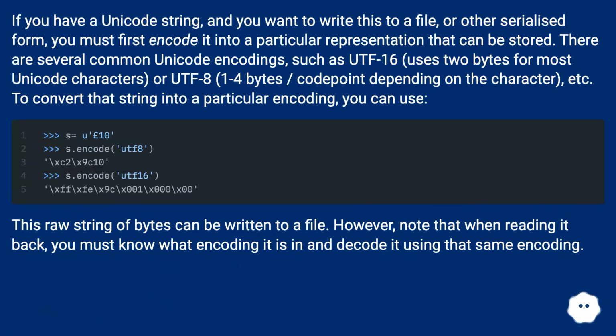If you have a Unicode string, and you want to write this to a file, or other serialized form, you must first encode it into a particular representation that can be stored. There are several common Unicode encodings, such as UTF-16, which uses 2 bytes for most Unicode characters, or UTF-8, which uses 1 to 4 bytes a code point depending on the character, etc. To convert that string into a particular encoding, you can use this. This raw string of bytes can be written to a file.